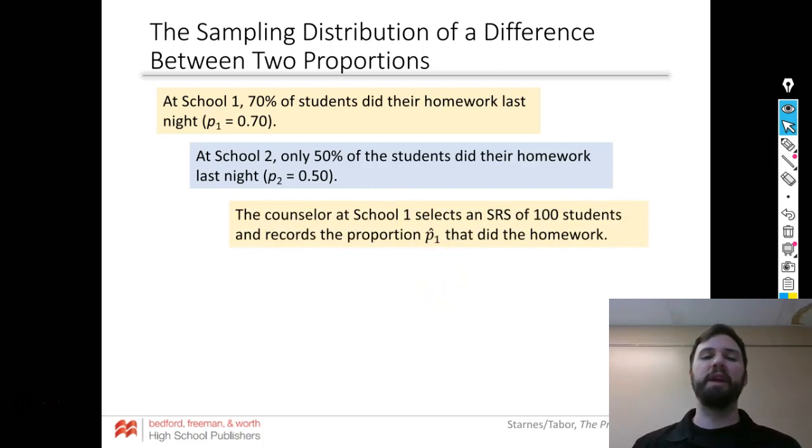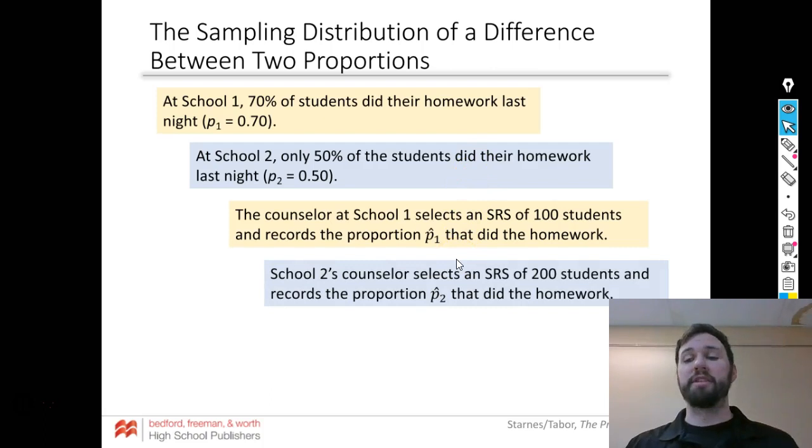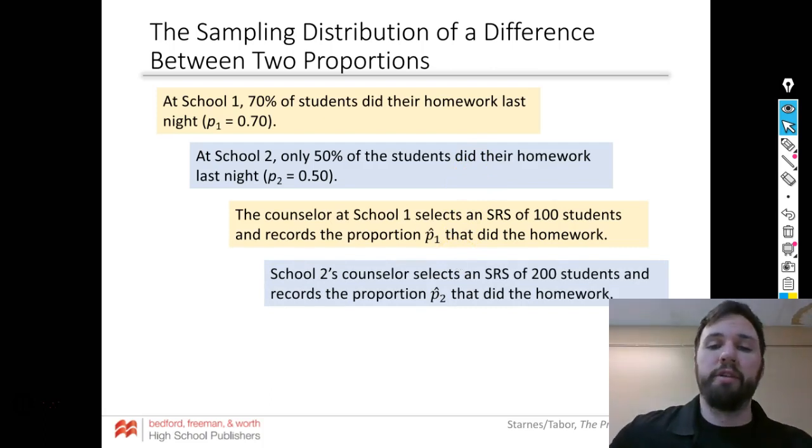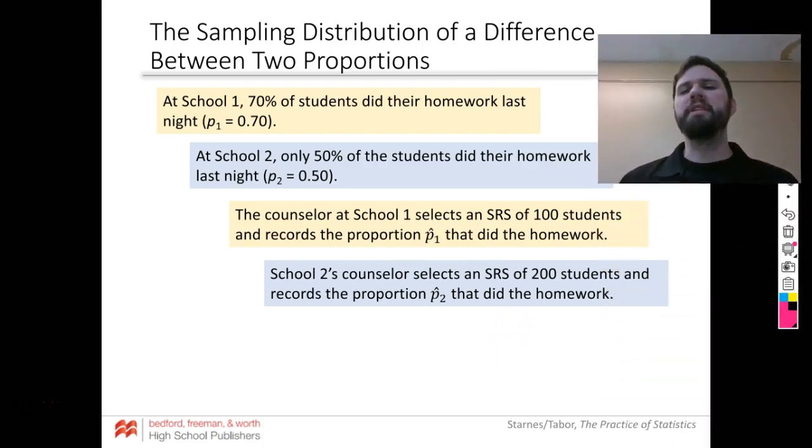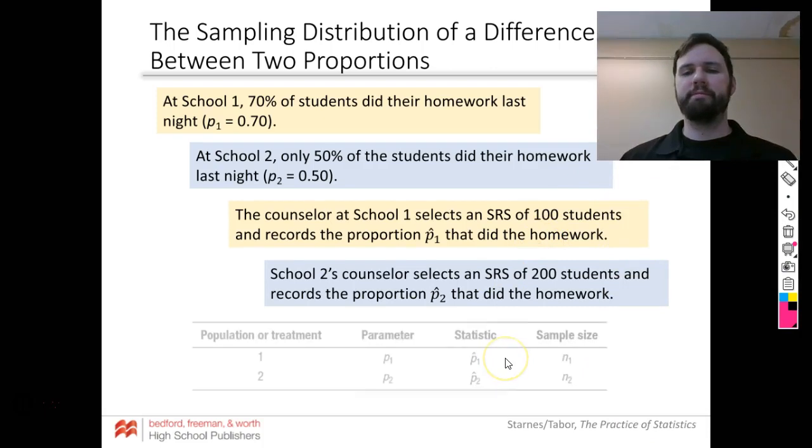So the counselor at school 1 wants to see if this is true. And they did a simple random sample of 100 students to get their statistic from school 1. Counselor at school 2 says, I'm going to do it differently. I'm going to take a sample of 200 students and record P2 that did their homework. Their goal is going to be to see whether or not there's significance there.